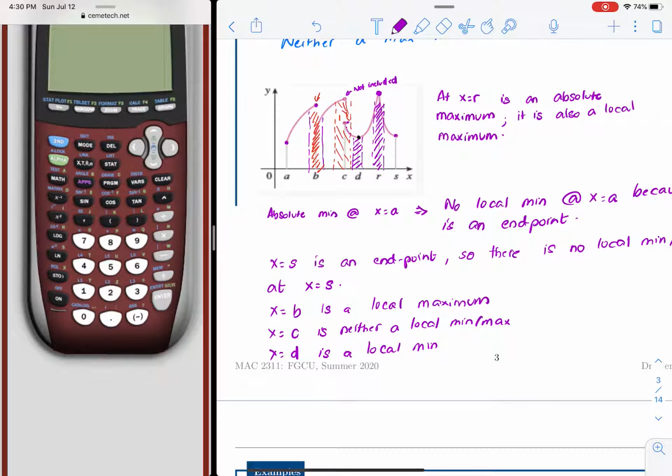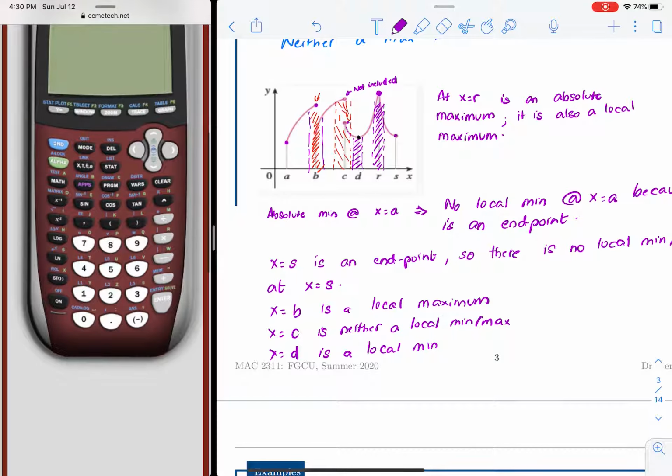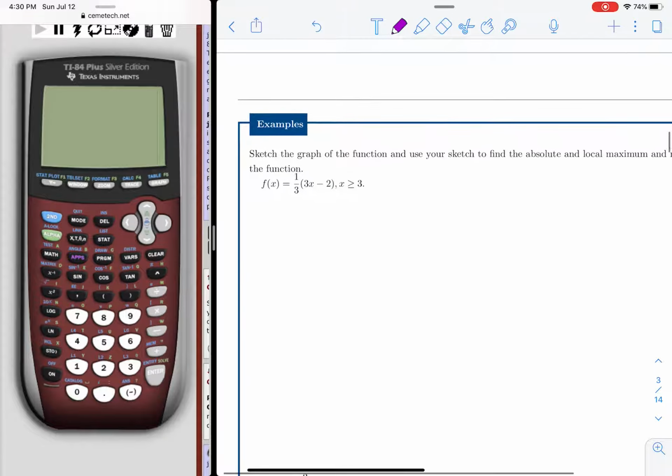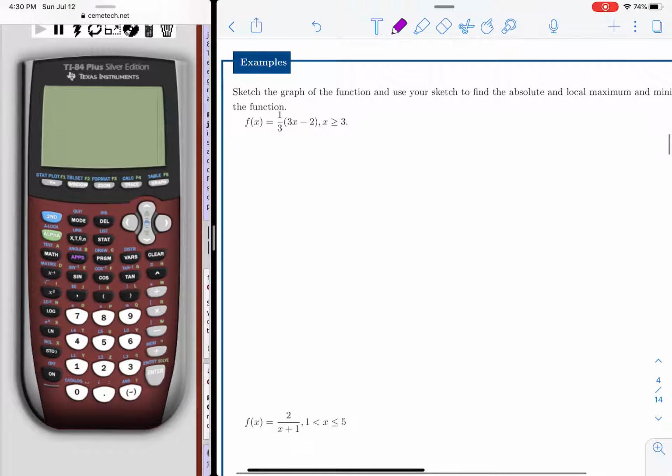So a graph is of great help when we try to find maximum and minimum. So your calculator is very useful because we get to see the graph first, then we could use calculus to come up with a better mathematical approach. But to get an initial insight into the problem, it is always great to make use of your calculator. So here we have a function. The domain is 3 all the way up to infinity.